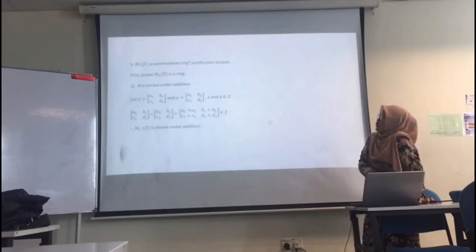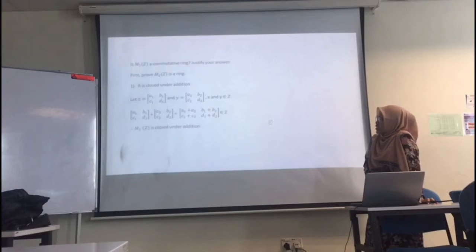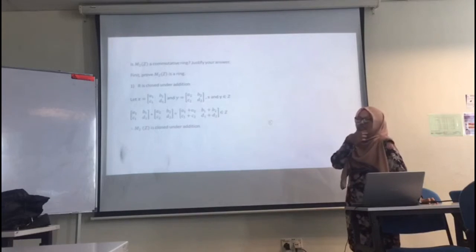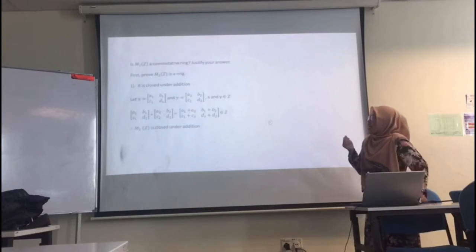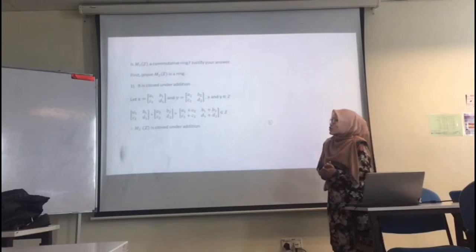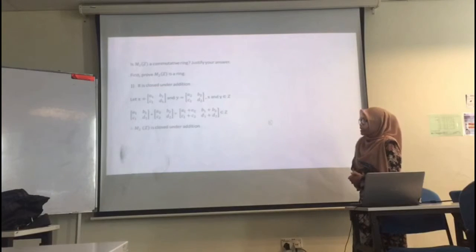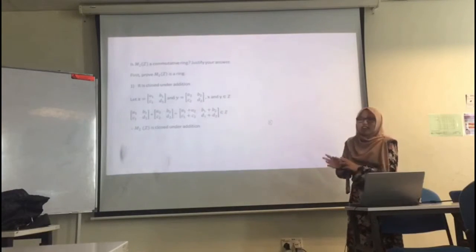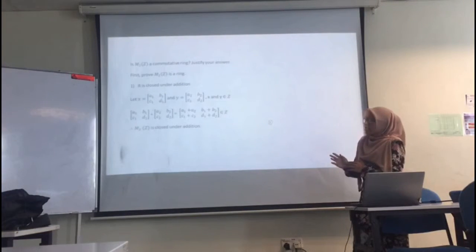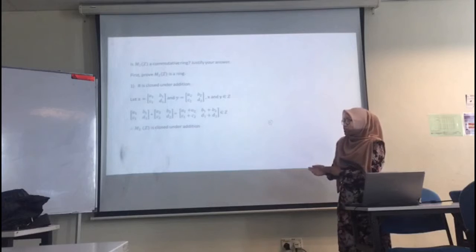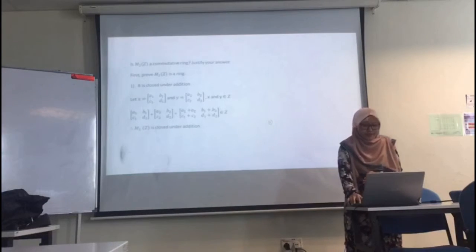As usual, we prove that R is closed under addition, where we let X be A1, B1, C1, D1 and Y be A2, B2, C2, D2, where X and Y are elements of the set. Then we add both matrices, and it shows that the result is an element of Z. So 2 times 2 matrices are closed under addition.